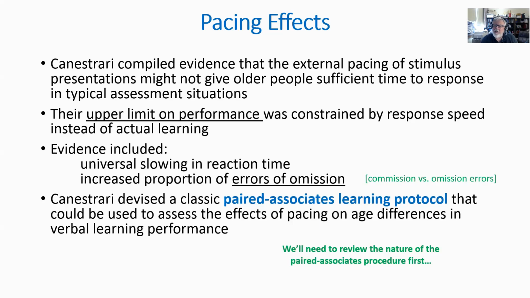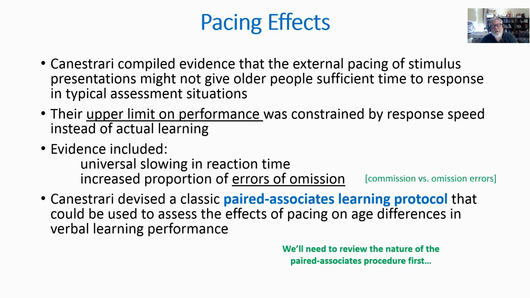And there's an interesting theoretical and practical difference between this proportion of commission errors that we make versus omission errors. So the fact that older learners make more omission errors suggests that they might not be having enough time to respond in the particular evaluation situation that's being looked at.